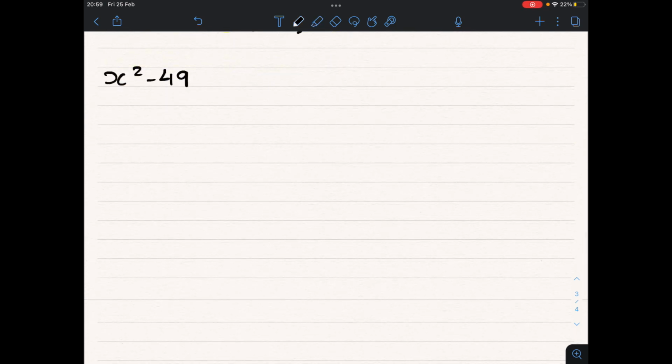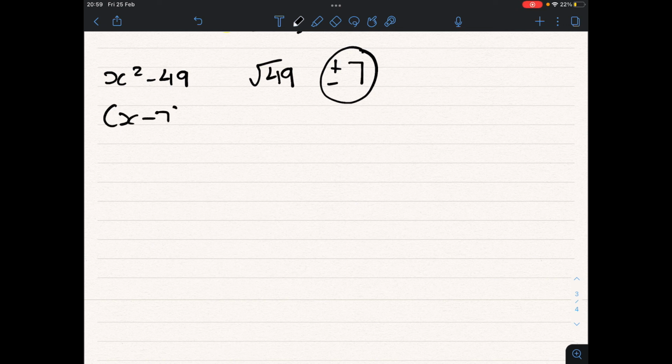A special type of expression. So we have x squared minus 49. Now we need to factorize this. It's special in a sense where 49 is actually a perfect square. So if we do the square root of 49, it gives us plus and minus 7. And those are the factors. So what we do is x minus 7 and x plus 7.